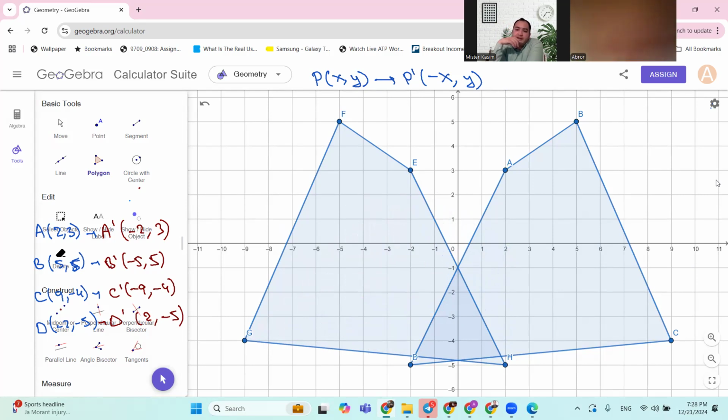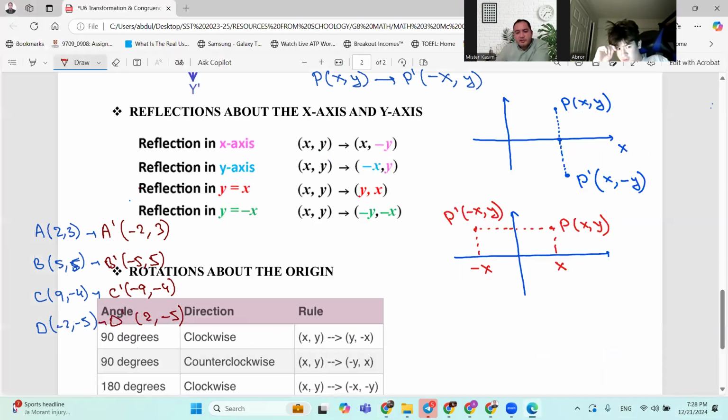Okay? And now let's do one question for reflection. Rotation. Do you remember any rotation formula, Abro? Rotation like, oh, 90 degrees, and let me erase them.